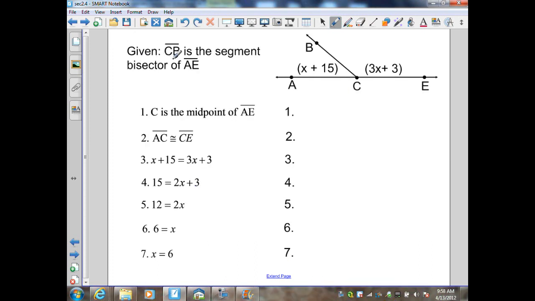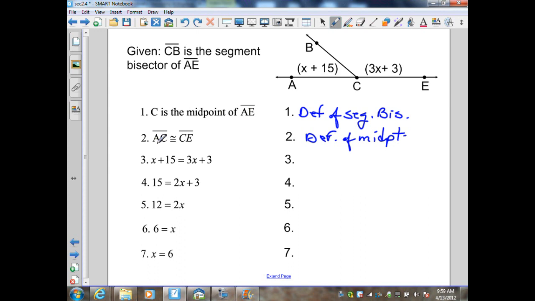In this example, I'm given that segment CB is the segment bisector of AE. And what I want to do is give a reason to justify each step in the proof. Step 1 is C is the midpoint of AE. From the given information, I know that a segment bisector intersects a segment at its midpoint. Therefore, this is the definition of a segment bisector. Step 2, segment AC is congruent to segment CE. That's because of the definition of a midpoint. That's the point that divides the segment into two congruent segments.